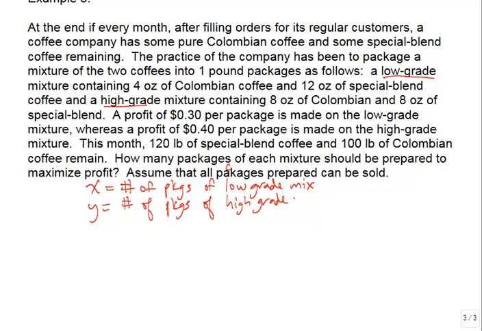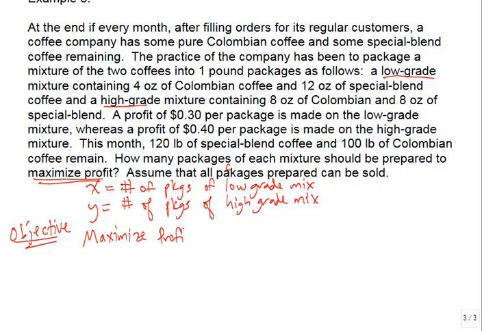So those are my variables, and for all the ones that I'm going to ask you to do, you're only going to have two variables, because if you have more than two variables, it gets too complicated for us to do. So we're just going to have two unknowns, x and y here. What is our objective in this problem? What is it we're trying to maximize or minimize? We're trying to maximize profit.